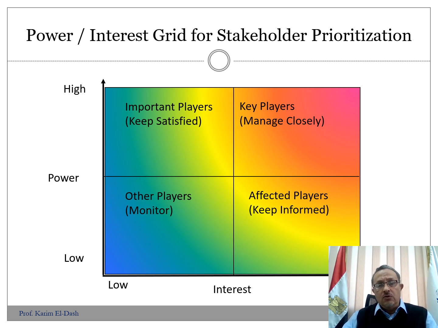We don't need to lose any of the stakeholders, but we always have to set our prioritization for the management. Whether we are talking about money, stakeholders, or resources, in this case we are talking about the prioritization of the stakeholders. We have key persons or key players who have high power and high interest.